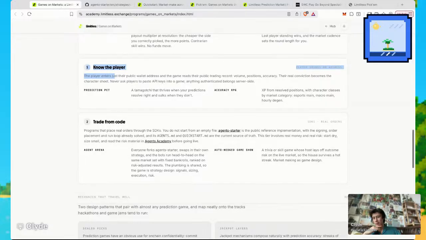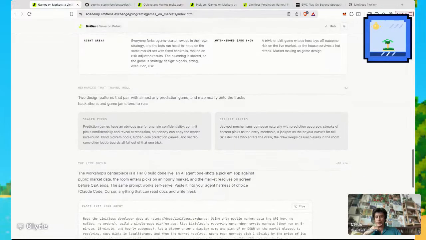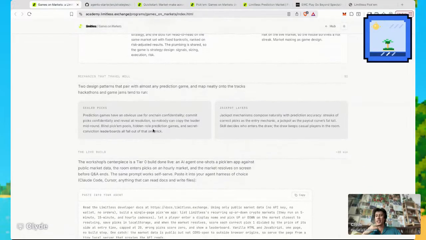And with that, I just wanted to hammer home the two mechanics that I think are really good starting points for building on prediction markets. Namely, you could have some sort of sealed picks functionality. Limitless is an on-chain prediction market. It's an on-chain DEX. We're second in terms of on-chain prediction market revenue. So one interesting thing you could do is have blind pick'em tools, hidden role prediction games, or secret conviction leaderboards.